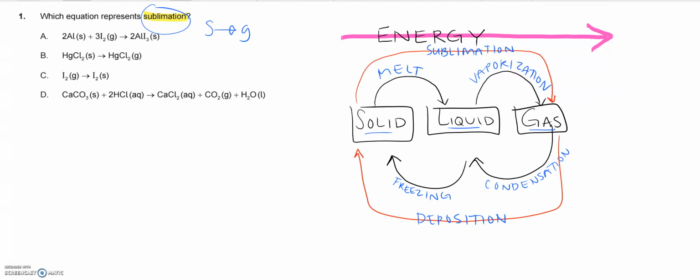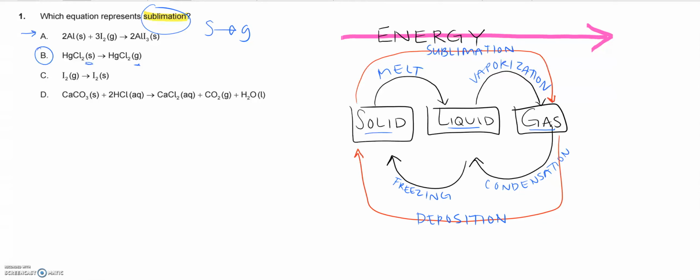So we can look at our different problems here. It's looking at a phase change, not a reaction. In this first one, that's a reaction. That's having two different things forming a new thing. That's not a phase change. It's an actual reaction. In B, we're going from a solid to a gas of the same thing. So that looks like our answer, but let's do a double check. Let's check the other answers just to be sure.